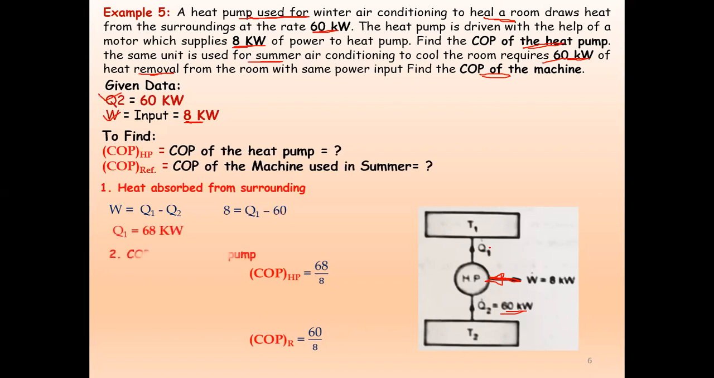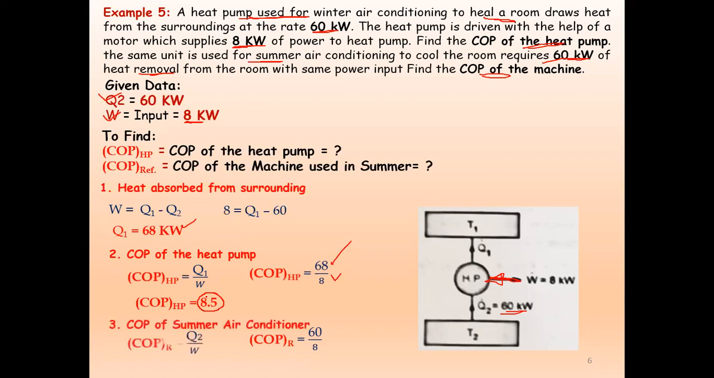So the COP of the heat pump is nothing but Q1 upon W. The value of Q1 is 68, which we have determined, and W is given, that is 8 kilowatt. So 68 upon 8, the answer comes to be 8.5. It is the COP of the heat pump. Similarly, the COP of the refrigerator is nothing but Q2 upon W. So Q2 is 60 upon W is 8. So we get the COP of the refrigerator as 7.5.